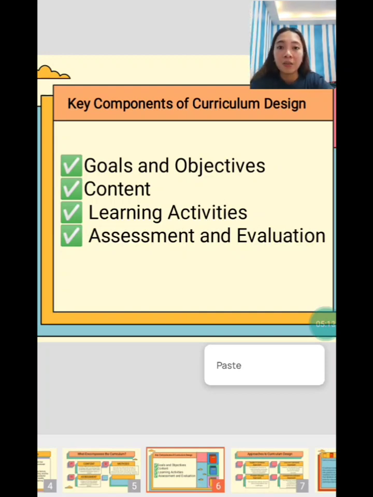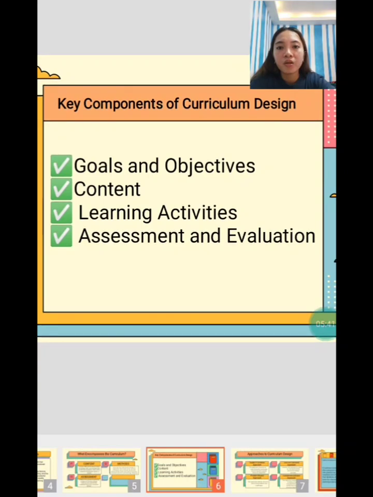Next is the learning activities. Learning activities refer to the instructional strategies, methods, and resources used to engage the students in the learning process. And the last is assessment and evaluation. Here it measures and evaluates the student learning and progress. So these key components contribute to a well-designed curriculum.